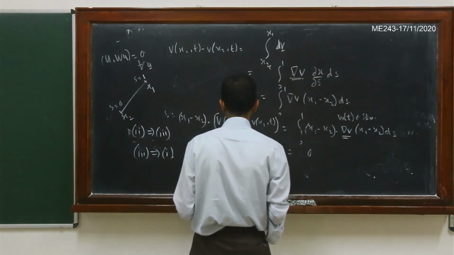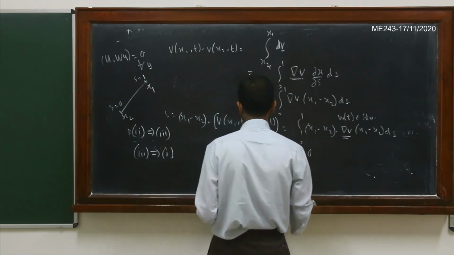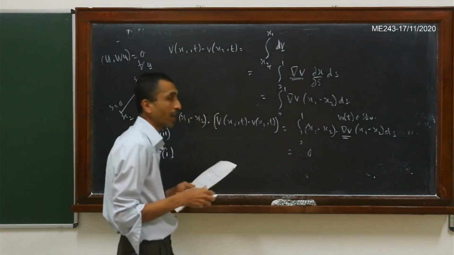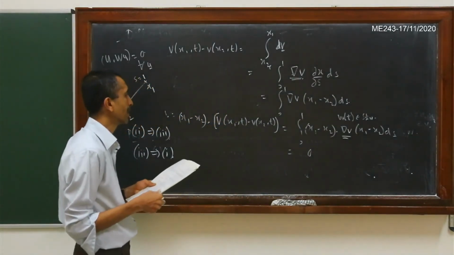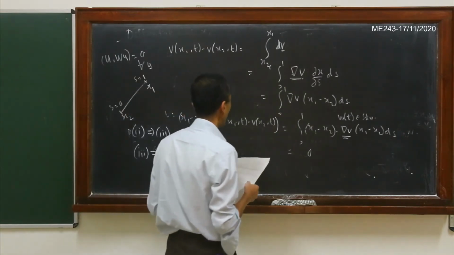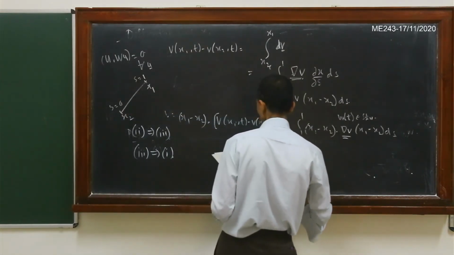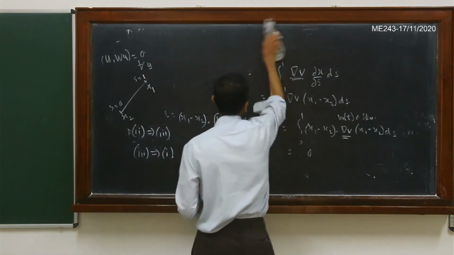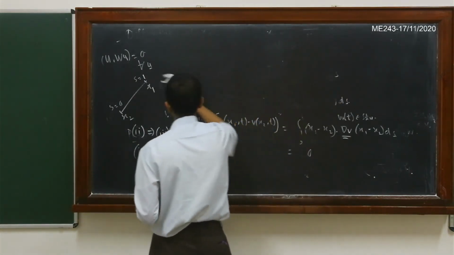So actually we can give a simple proof if we assume that the velocity field is twice differentiable. Then we can give a simpler proof to show that del v is a constant tensor when D is equal to 0. So let us try to give this simpler proof also.